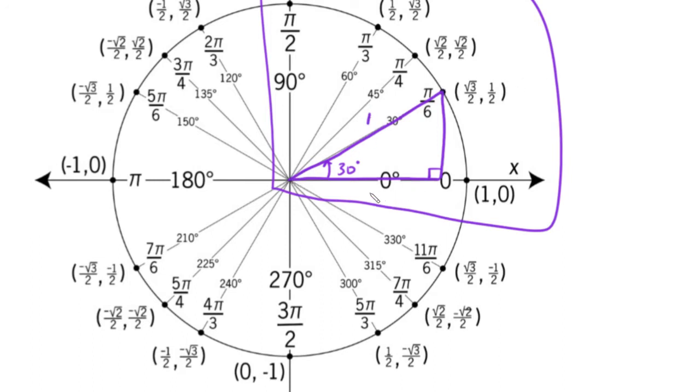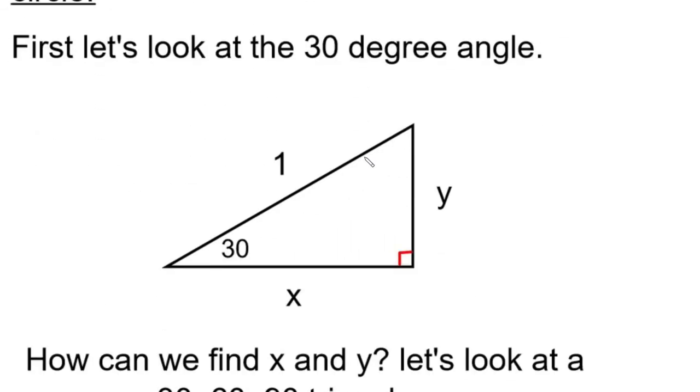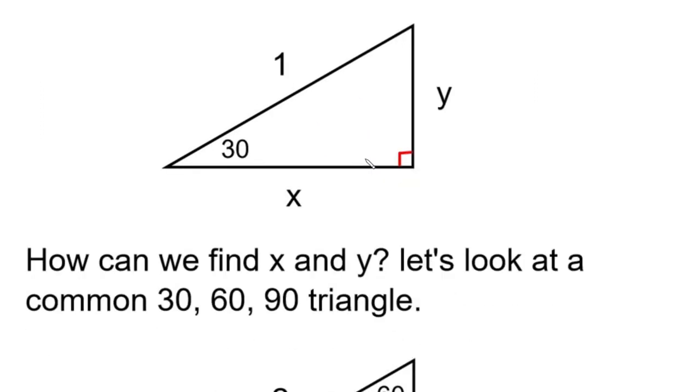We cannot say that this is anything, and we cannot say that this is anything, because we'll call this x and we'll call this y. All right? So we don't know x, we don't know y, because this is at some distance towards 1, and who even knows what this is. But we know this is 1 and this is 30. Right? That's the key. So that's what I put here. Let's look at this 30-degree angle. How can we find x and y? All right, well, that's an interesting question.